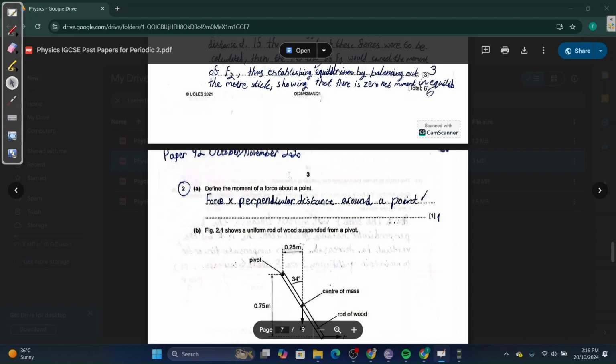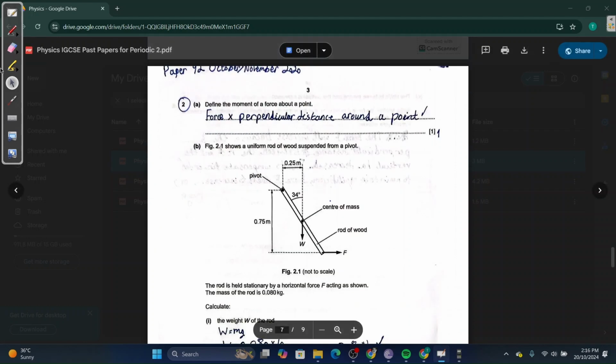This is for paper 42, October/November 2020. Define the moment of a force about a point. I explained this: force times perpendicular distance around the point. Take it as this explanation. Don't take it as the other one.